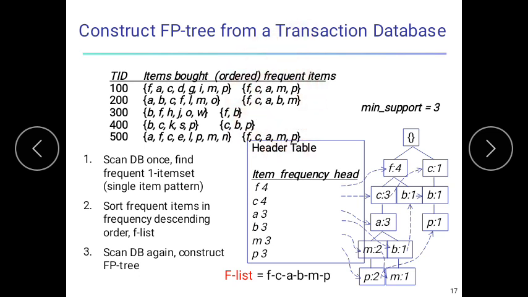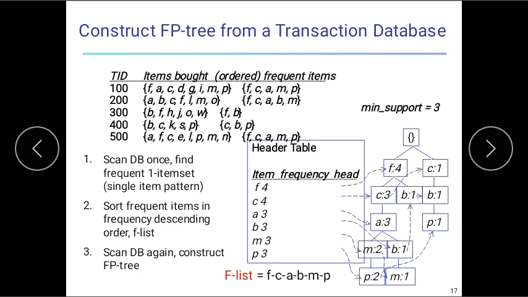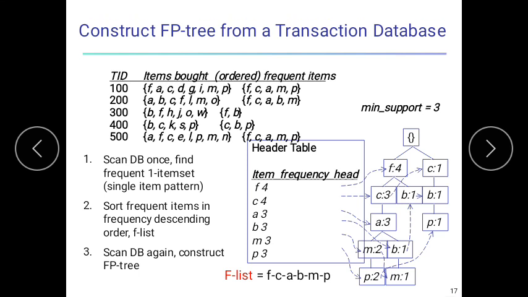If you consider F and C, both have the same count, so in that case you need to consider the sequence in which they occur in the transaction. Here first F is occurring, then C, so F is given the first priority, then C. Similarly you need to consider this for A, B, M and P. Or you can take it alphabetically. A is 3, B is 3, M is 3, P is also 3. A occurs in the first transaction, then you can take M, then P, and lastly B if you consider it sequentially.